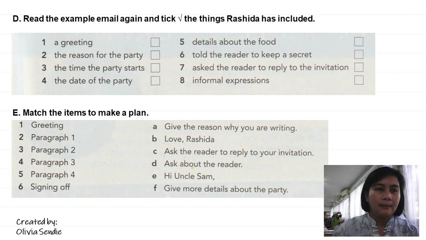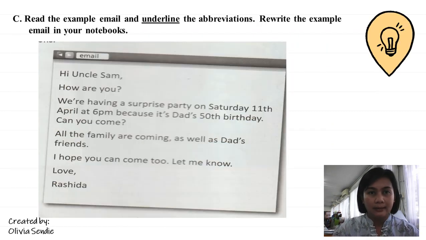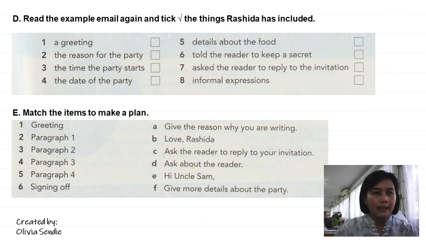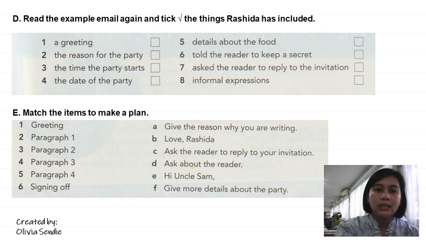And then E, match the items to make a plan. Now, this one is also referring back to this email. Okay? Look back. If you are not sure, look back again and then go back to the practice. Now, for practice E, you don't need to make it like that. You just, okay, number 1, greeting. You put colon there. Which is your answer? Is it A, B, C, D, E, or F.